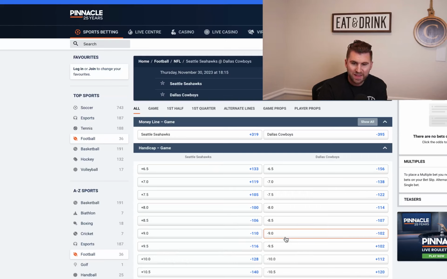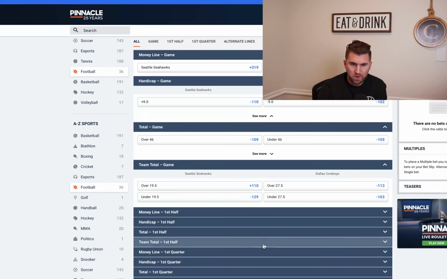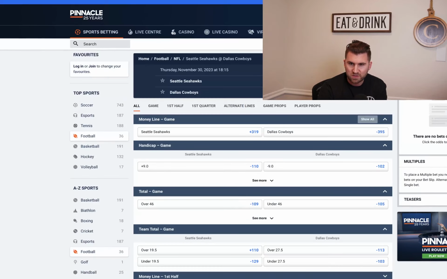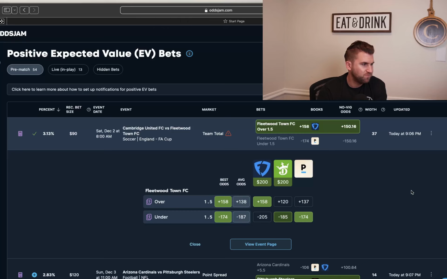Their main line right now is at 9 points, but this is where you can go right here just to see what they have it set at. Just make sure, for any of my American people, you click American odds, and if you're across the pond, then click decimal odds. This is just another way you can check for yourself. If you don't have access to OddsJam, come on over to Pinnacle and check them out.